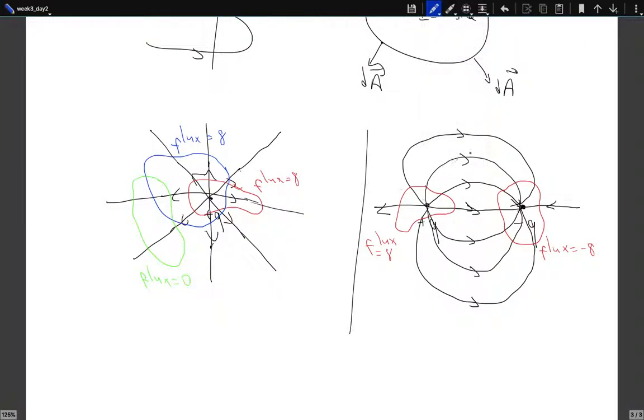Let me imagine one more. What about that closed area? Are you convinced that it is 0? Those on the back?